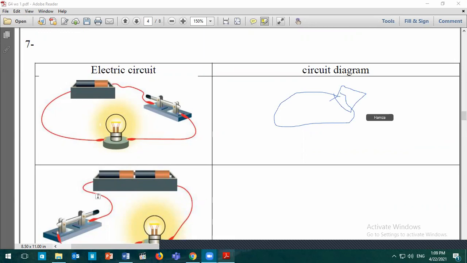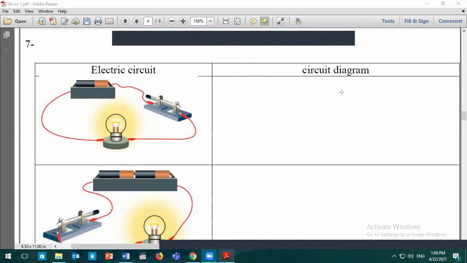Okay, Hamza, what's going on? I am not good at drawing on my laptop. It's going to be hard with the mouse. Okay, so let me do it. I'm going to show it to you. I'm going to erase it. It's okay, I erased it.